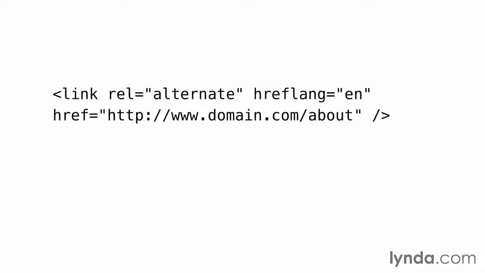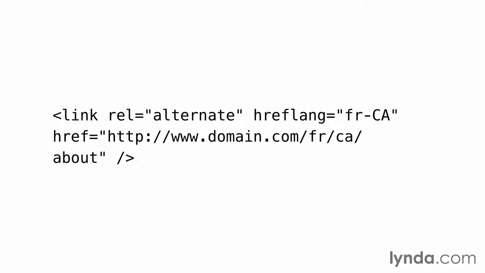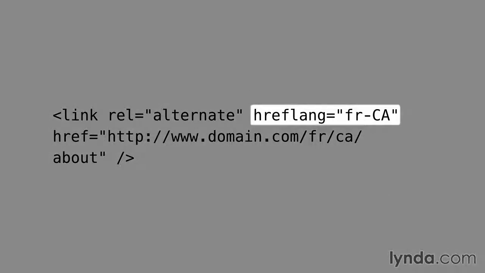So, if you have one version of your page in English and another in French, you can put these two tags on both pages, specifying which URLs house each piece of content. And you can be more specific by adding country targets as well. If you had one version of the page targeted to French-speaking Canadians, for example, you could modify this tag to include both the language and the country code.